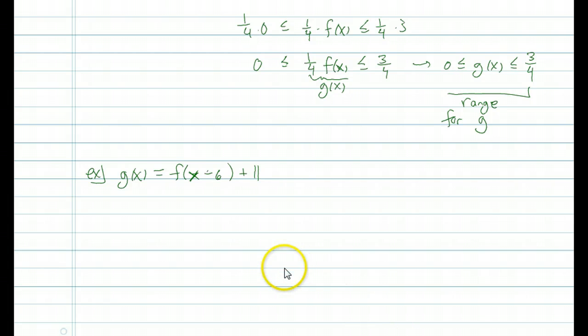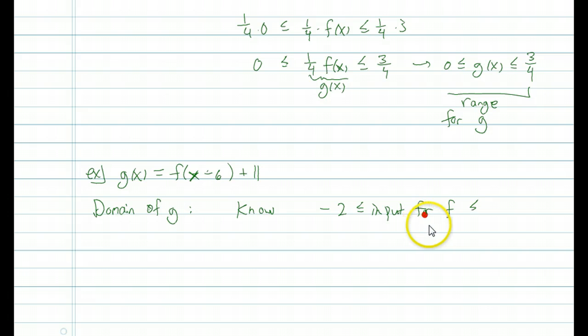For this one, the domain is affected. We're changing the input. We're changing what's inside. So we have to use what we know about the function f. We know we're only allowed to plug in numbers between -2 and 3. So whatever we're inputting into the function f has to lie between -2 and 3. Well, what's our input? Going back to our definition, it's x minus 6. So that's what you're going to put in the middle of the inequality.